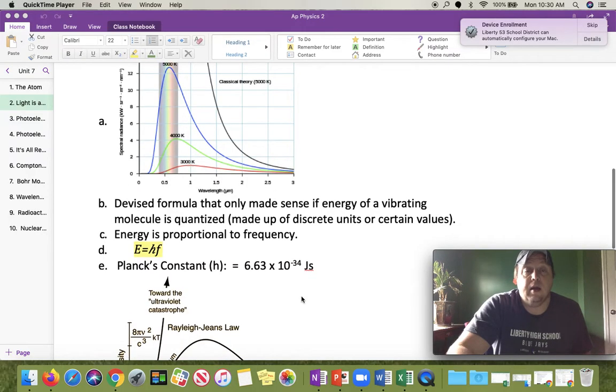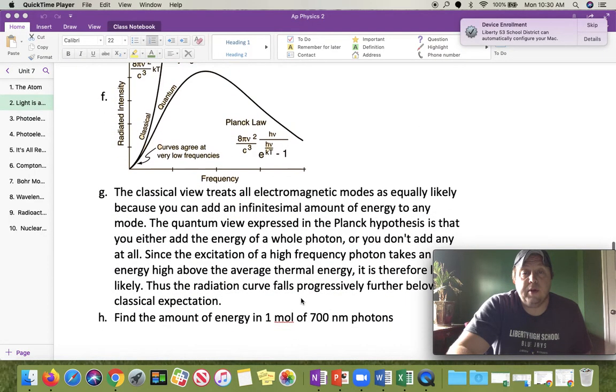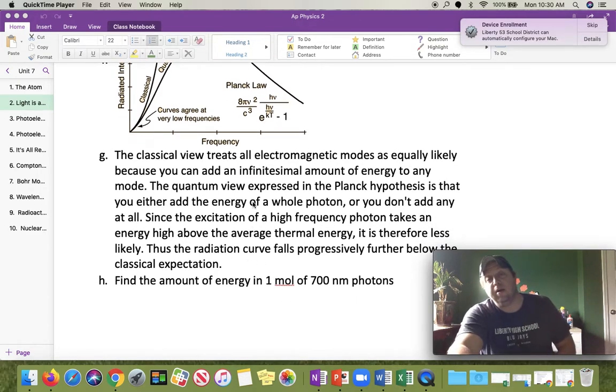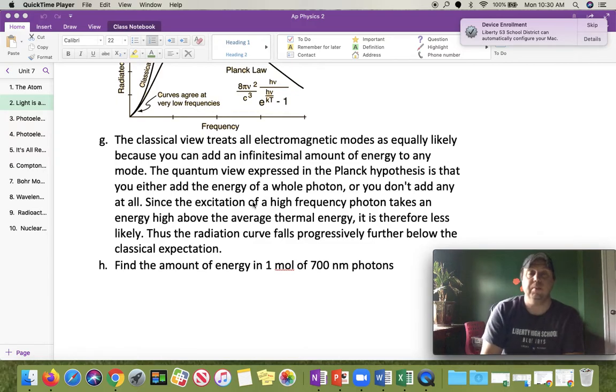Okay? All right, so I'm going to go ahead and skip over this graph here, and I just wanted to read through this and talk about it, because this is about the most simplified, best explanation of this that I could find for you guys. So if we're thinking about classical wave theory, it treats all electromagnetic modes as equally likely, because you can add small amounts of energy to any mode and you can get it to continuously build up.